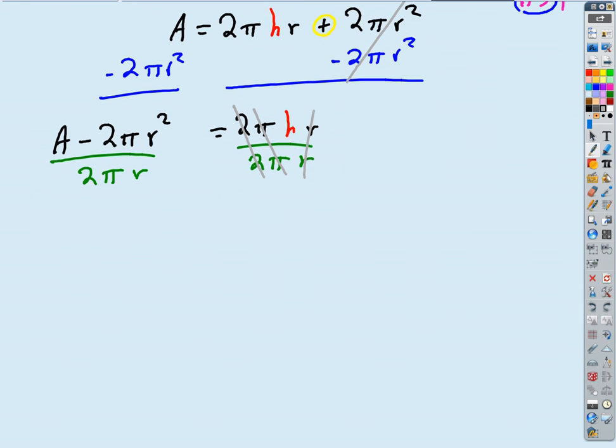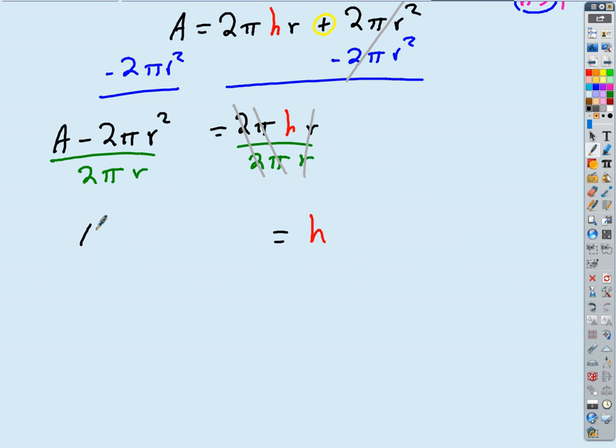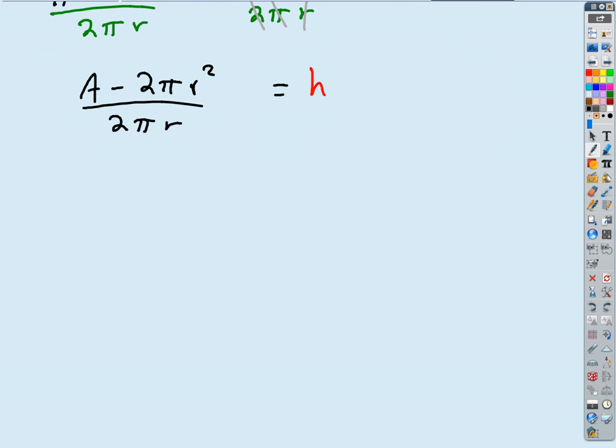I've got my h now is equal to a minus 2 pi r squared over 2 pi r. And that's fine. That's an answer. And I think you can leave it like that on the assignment. But I want to just maybe address one other little thing. Later on in the class, we'll get a little more particular about this. We're going to want to have everything totally simplified later on.